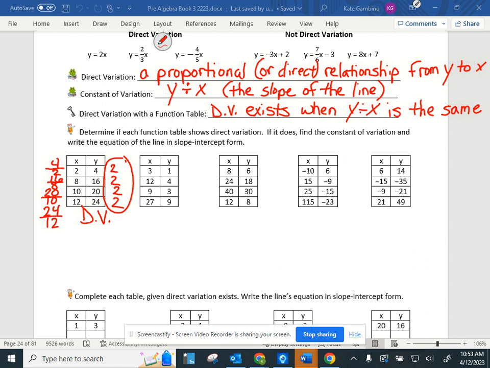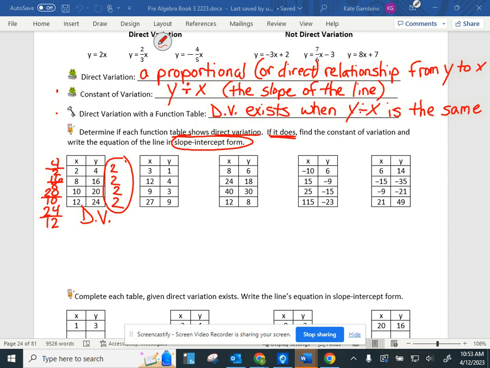So now we can find, oh, look at this. We determined that it was a direct variation. If it shows a direct variation, we're going to find the constant of variation and write the equation of the line in slope-intercept form. Oh, I said we weren't sticking hardcore to that slope-intercept form, but we're still using it.